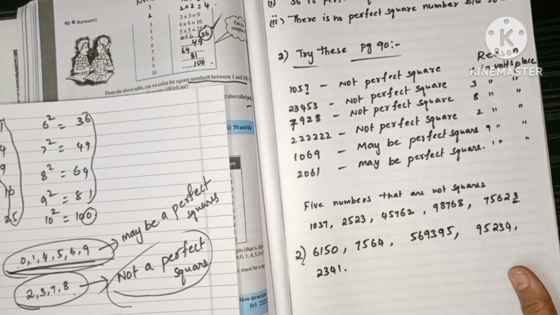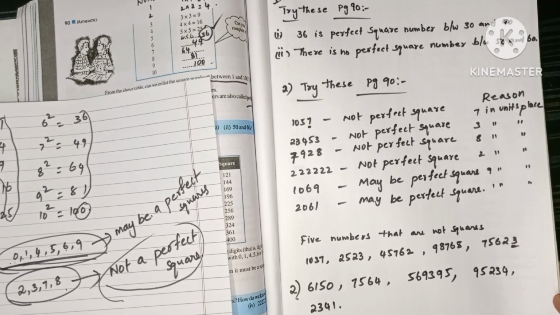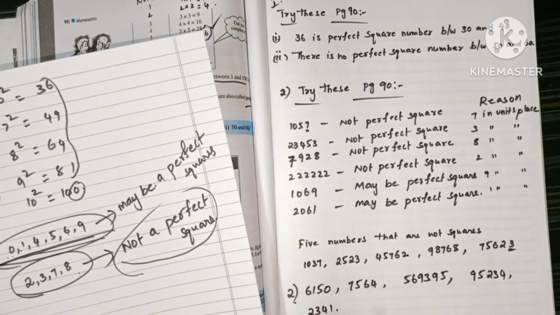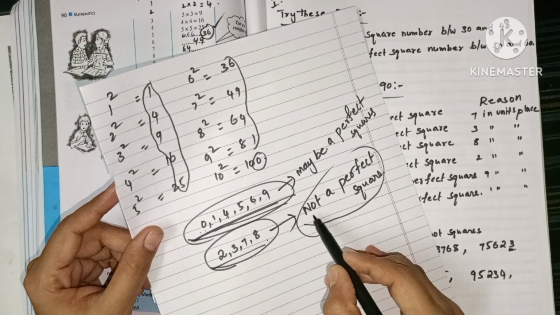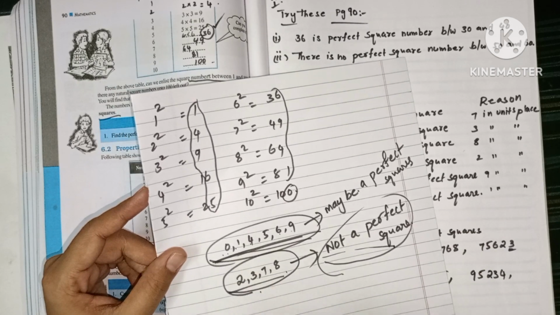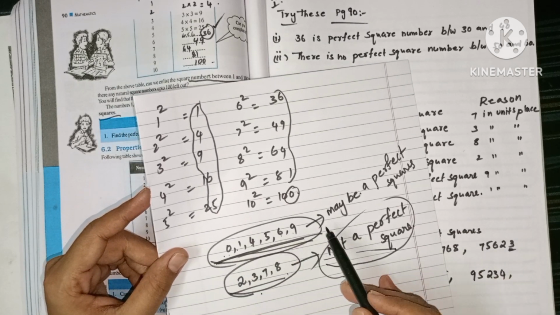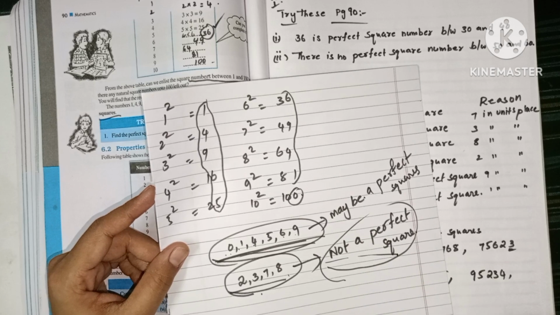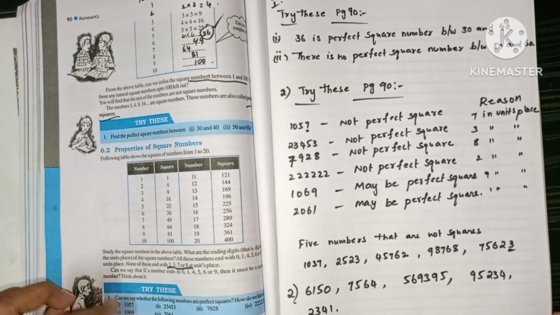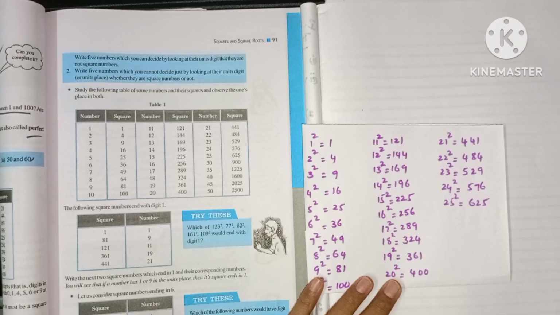So the main point you have to keep in your mind is, if a number has 2, 3, 7, 8 in its units place, those numbers are not perfect squares. And if the number has 0, 1, 4, 5, 6, 9 in the units place, it may be a perfect square. So try these problems on page number 90.